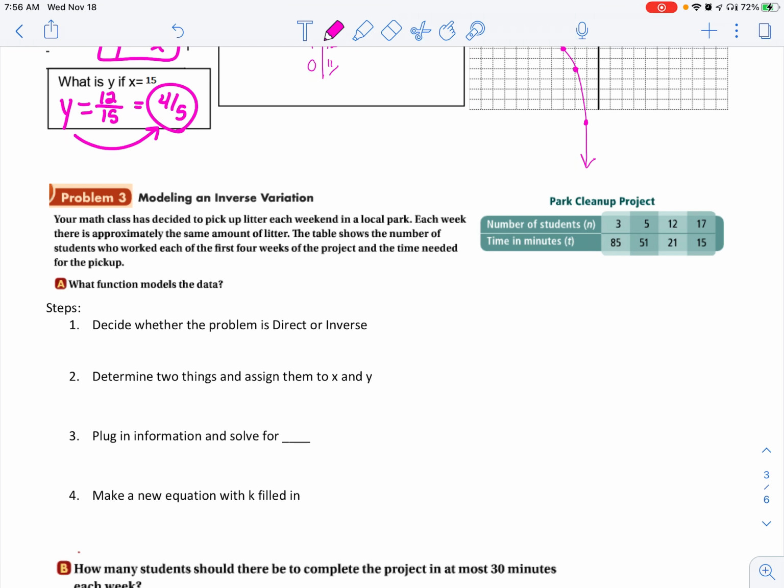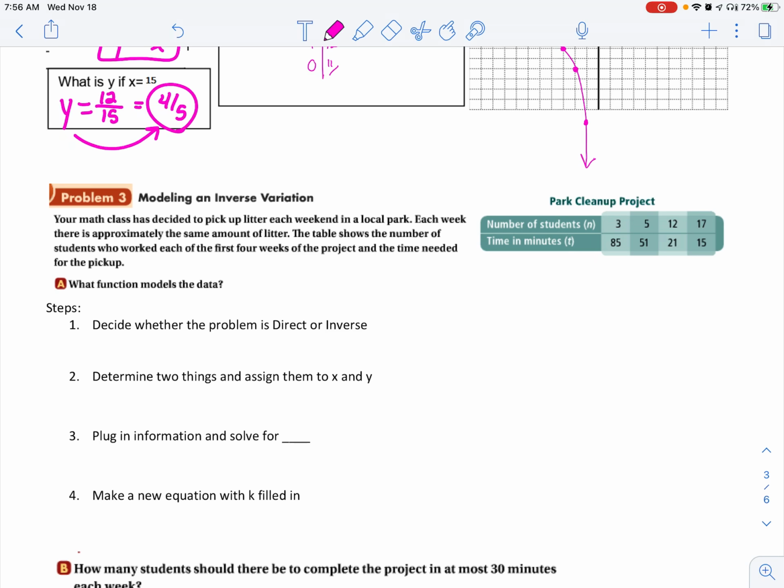So let's take a look at problem 3. What you don't know is I cut these notes way down this year. Here we go. Modeling an inverse variation. This will be fun. So it's like a word problem. Your math class has decided to pick up litter each weekend at a local park. It's so sweet. Each week there is approximately the same amount of litter that people have thrown in the park. The table shows the number of students who worked each of the first 4 weeks of the project and the time needed for the pickup.